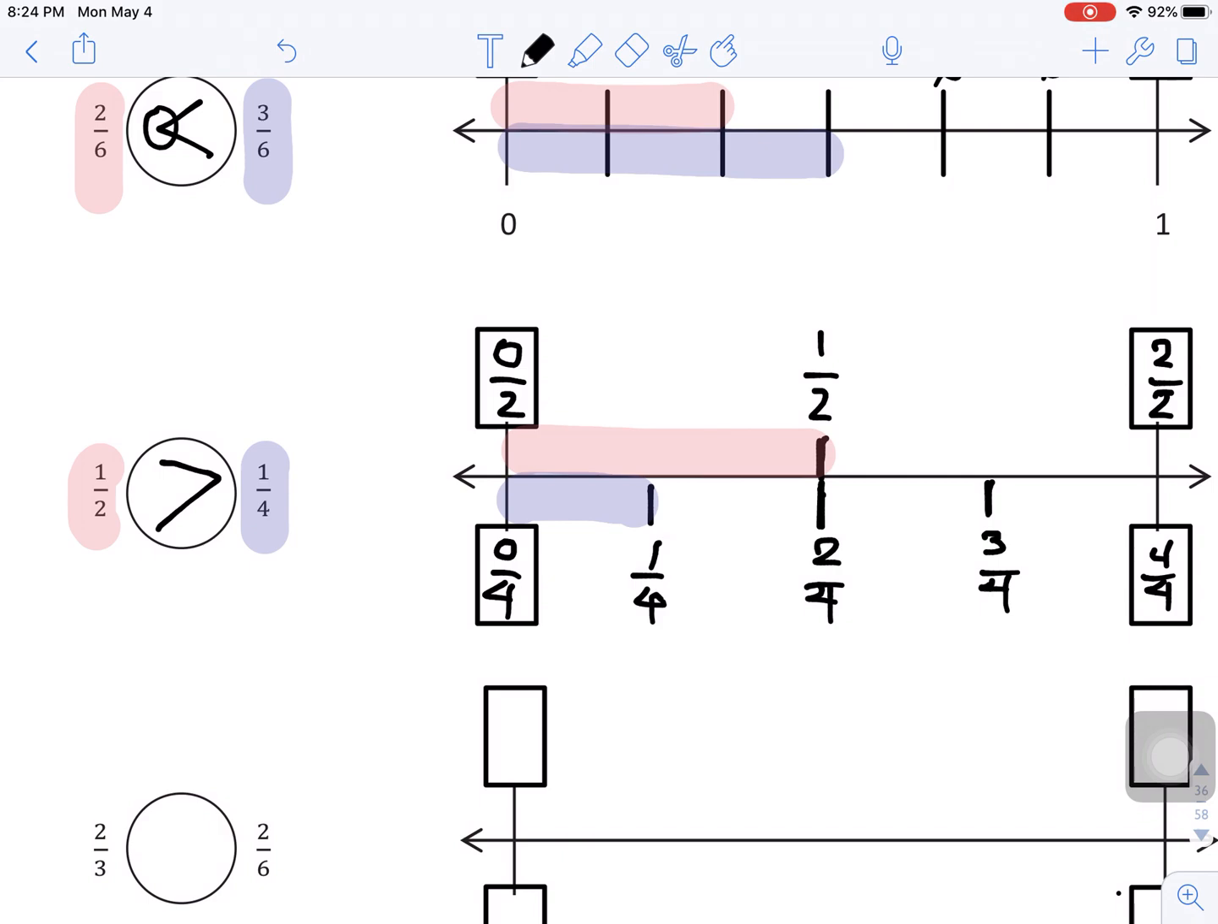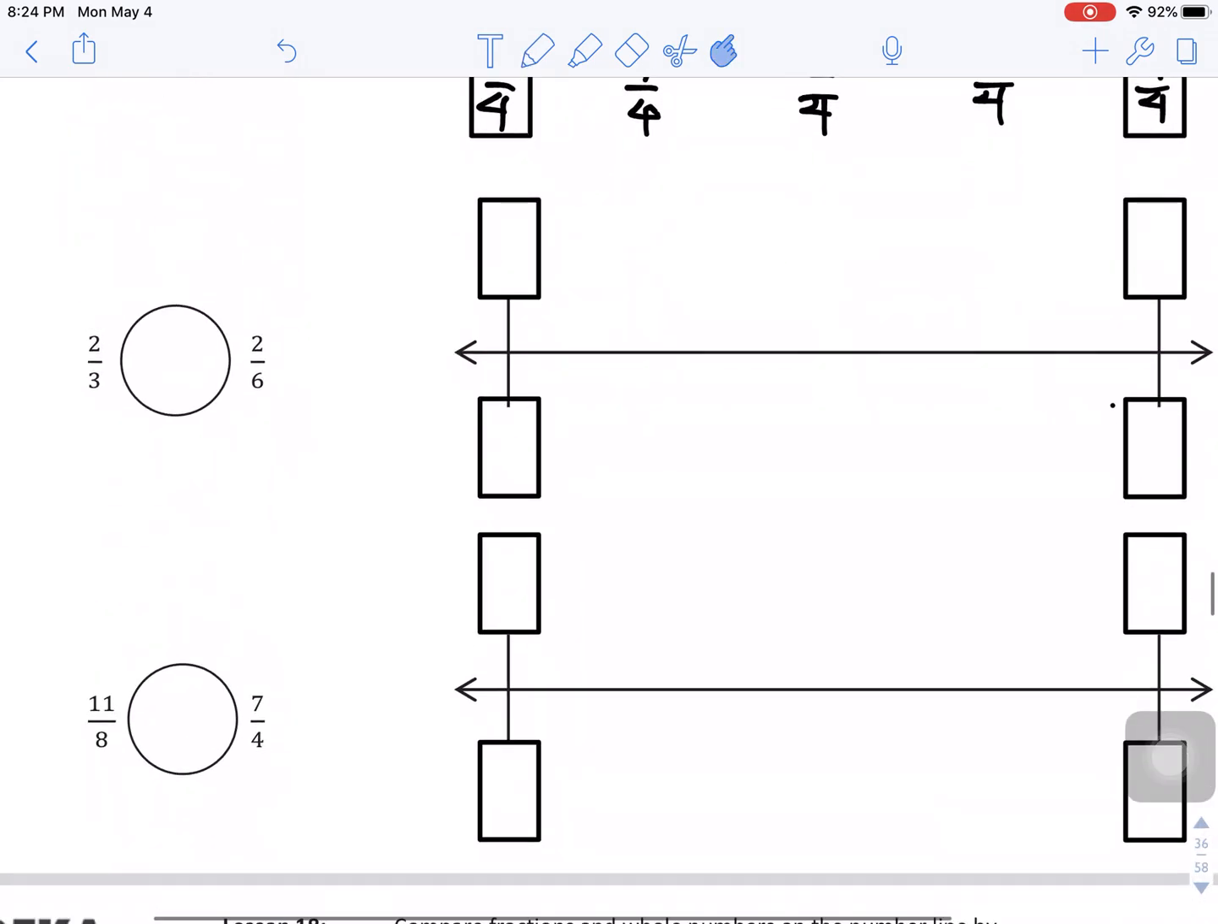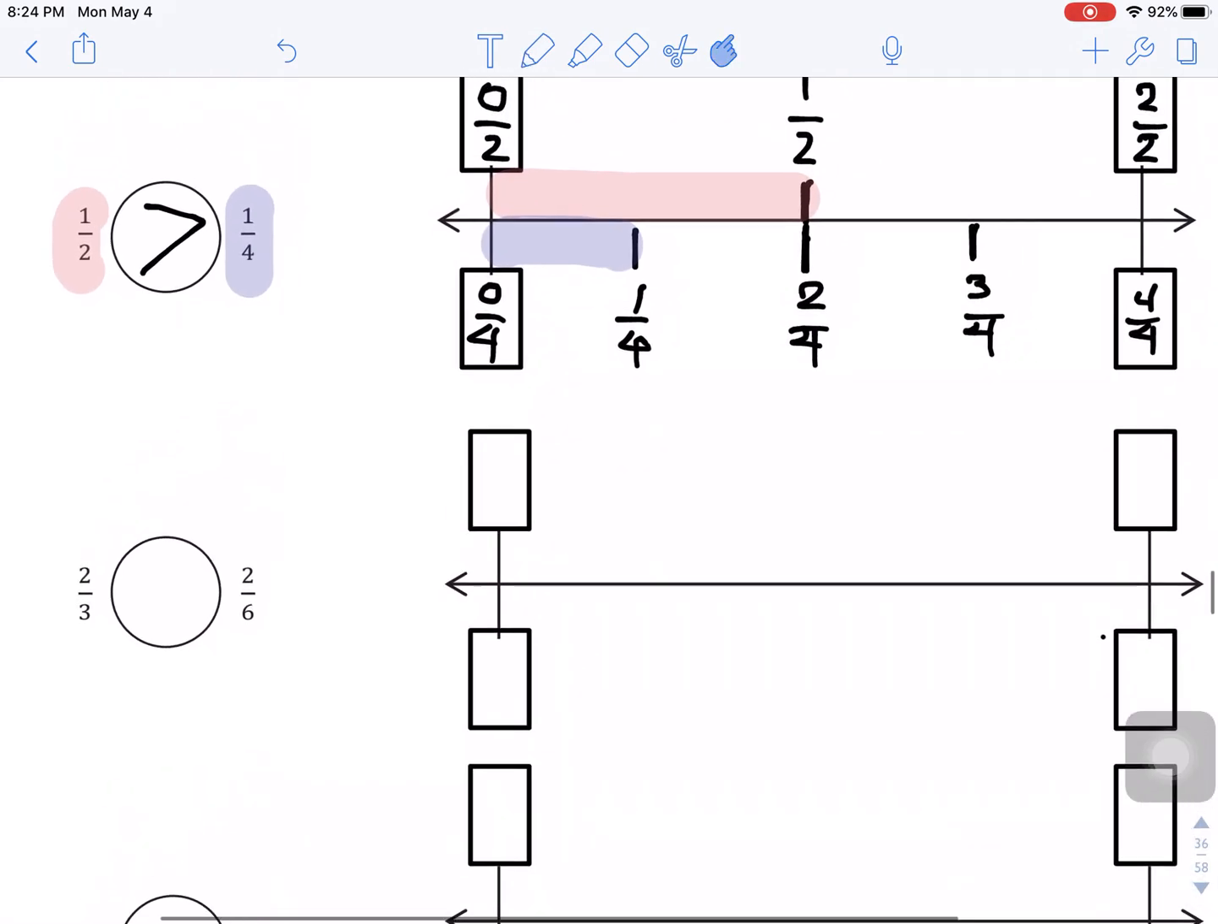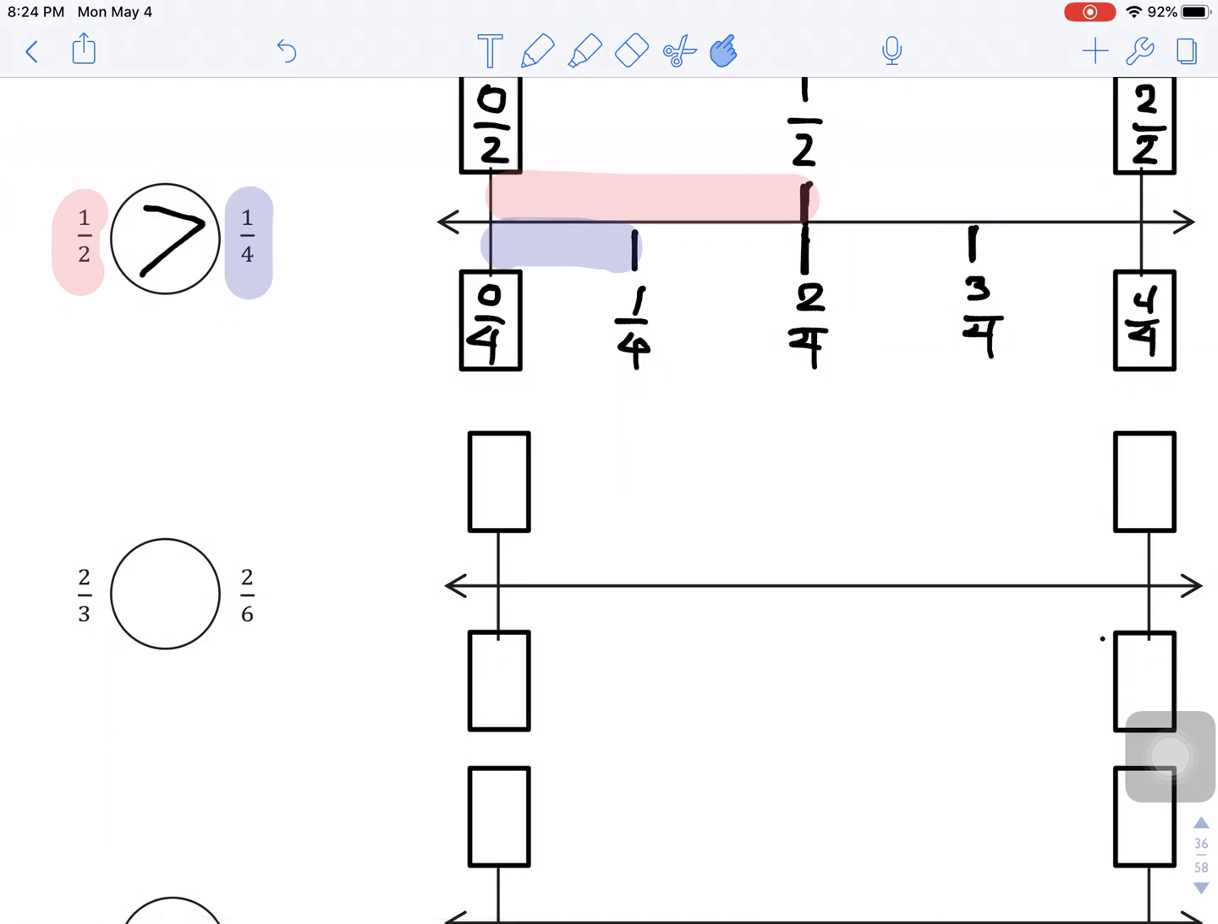Okay, let's take a look at one more just to make sure. Let's just go to this one right here. I have 2/3 and 2/6. Now some of you might be able to answer this one without even looking at it, because you remember our rule that if the top number is the same, then the number that has the larger amount on the bottom is probably going to be smaller. So let's look and see if that works out.